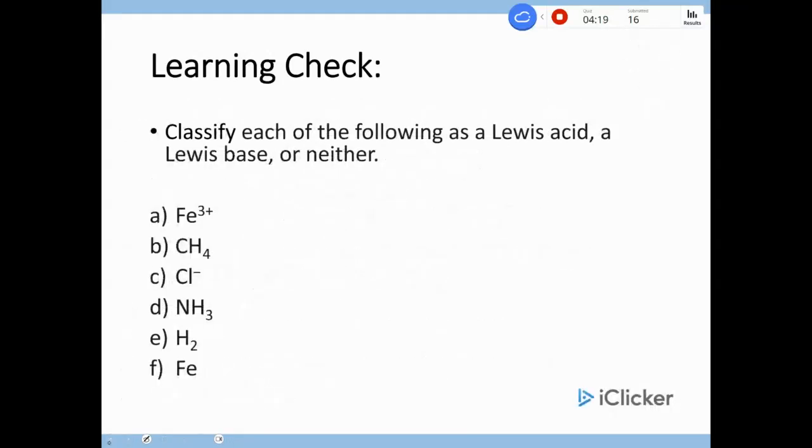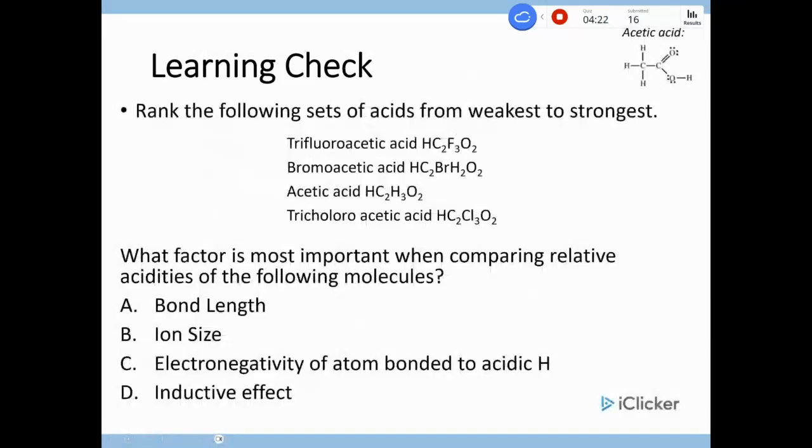Whoops. Where is it? Oh, maybe I don't have it in here. All right, give me a second.